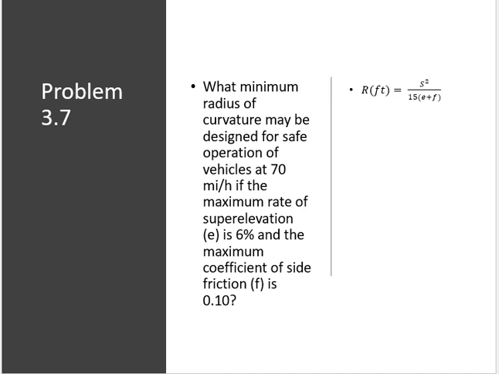Now if you look at the question, three values are given: speed, super elevation, coefficient of side friction. Three of them are given. I can remove one value and you can still do the question. Which one? This one I can remove and you can still do the question.